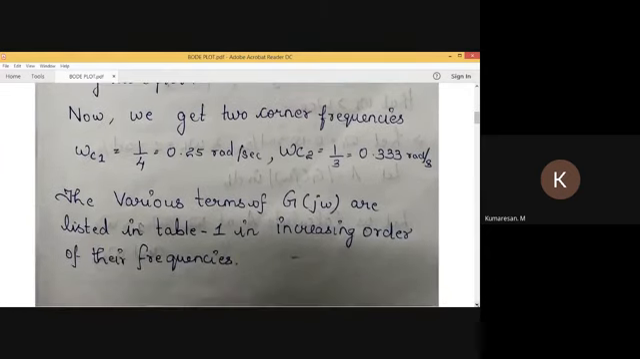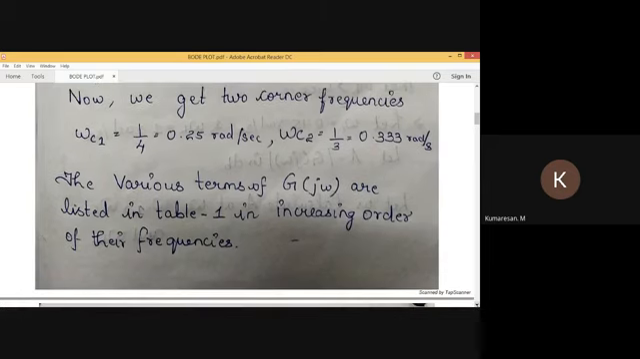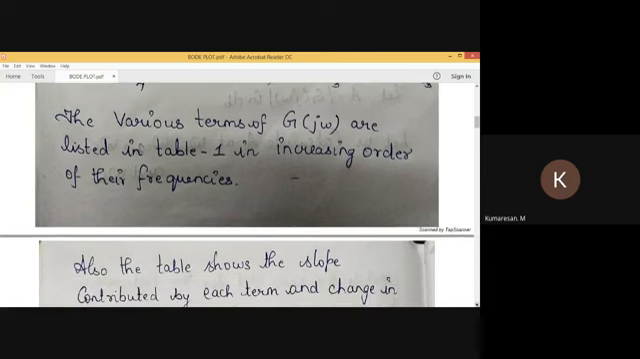Now we have to choose the various frequencies based upon the corner frequencies, the various terms of G of j omega. Before that, we have to draw the Bode plot. We have to find out the magnitude of the system. The various terms of G of j omega are listed in Table 1 in increasing order of their frequency.